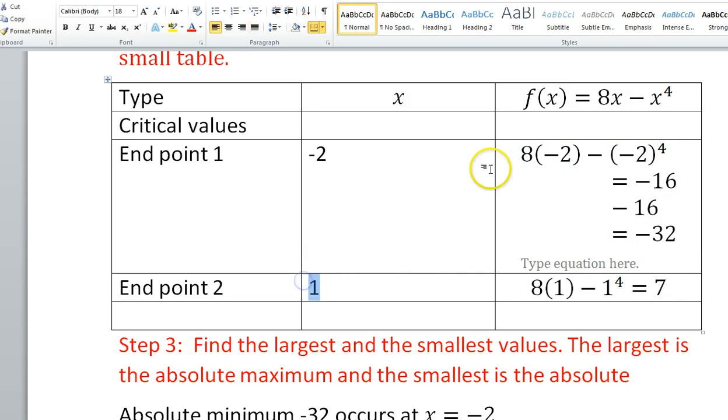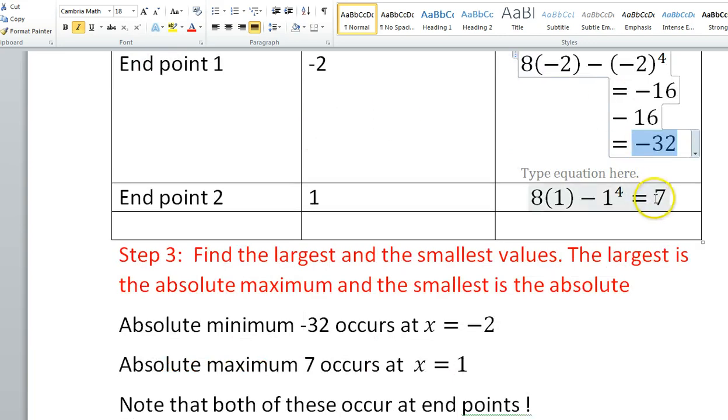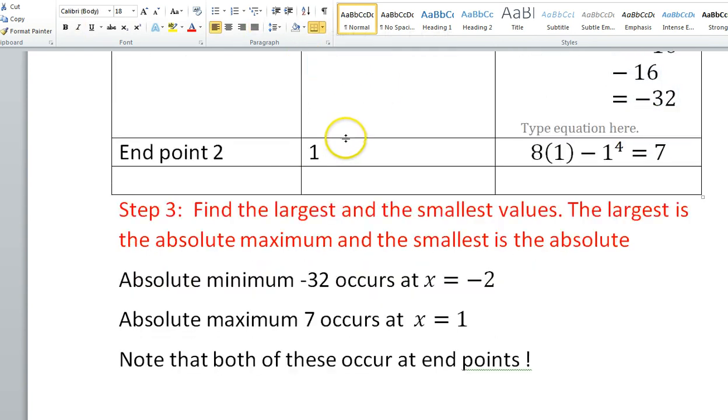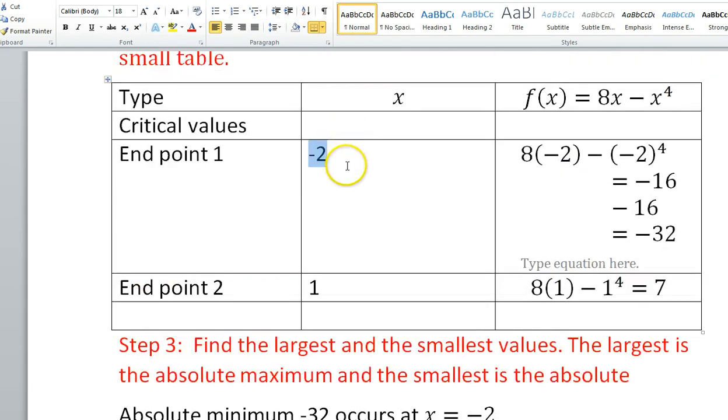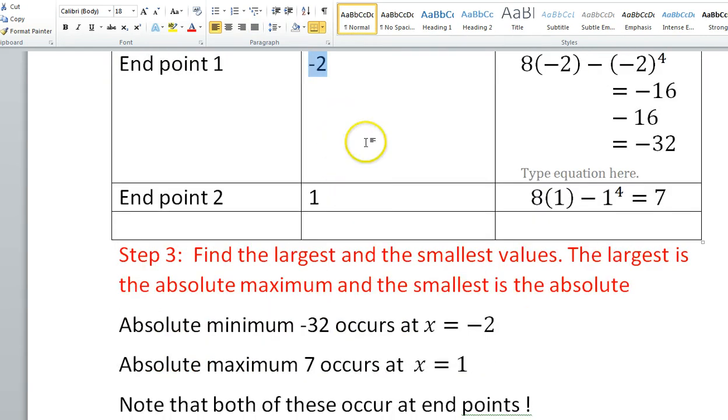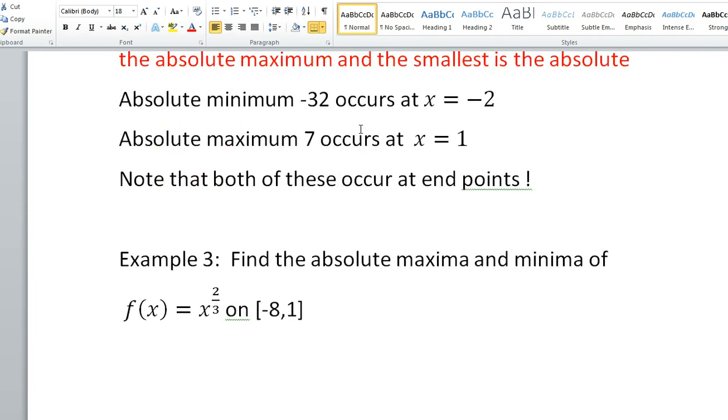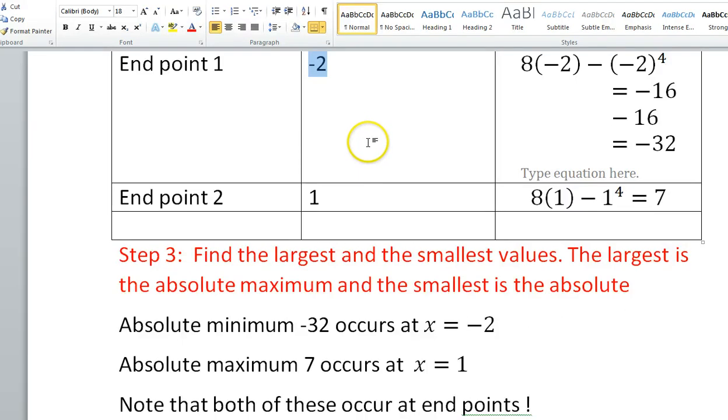Now you want to evaluate it at 1. We go up here and put 8 times 1 minus 1 to the 4, which is 8 minus 1, which is equal to 7. So we have two values, 7 and -32. We do not have any critical values inside the interval, so we do not put that. So the absolute maximum will be 7, achieved at 1. The absolute minimum will be -32, achieved at -2. You will notice that here both the absolute minimum and the absolute maximum happened at the endpoints. Sometimes that can happen: instead of happening at an interior point, both can happen at the endpoints.